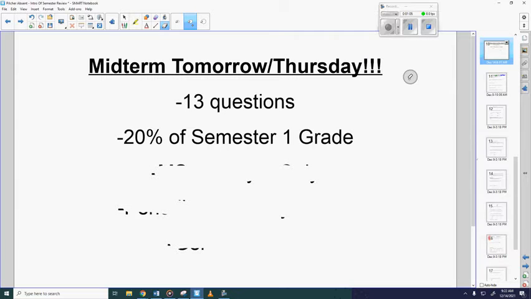It is 20% of your semester one grade, so it is an actual midterm. That means that 5% that a lot of you are going to get for that packet is a nice chunk of your overall semester grade. But that's also very normal. The midterms are always 20% of the semester grade.